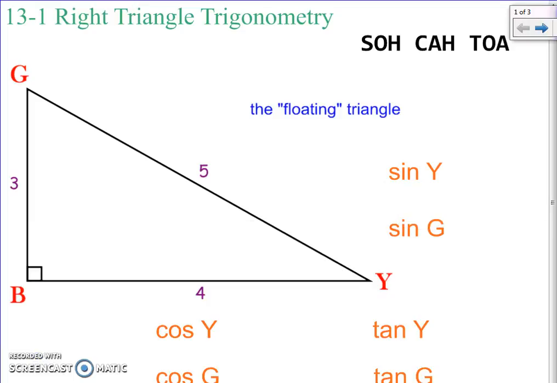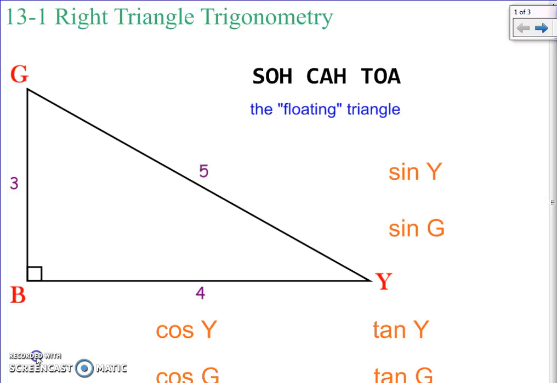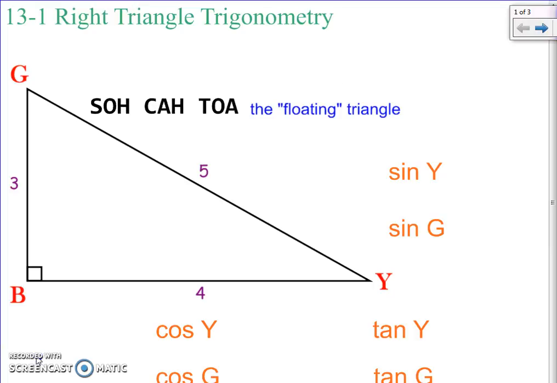This is considered the floating triangle because it's not attached to an XY axis. Okay, most of our stuff in this chapter will be, but these are just kind of floating in space. So we're just going to review what SOHCAHTOA actually stands for. Okay, so remind me, what do these three letters stand for right here? Sine is opposite over hypotenuse.